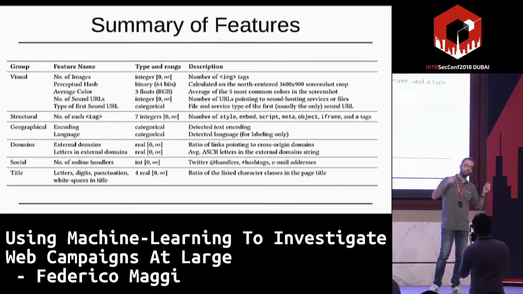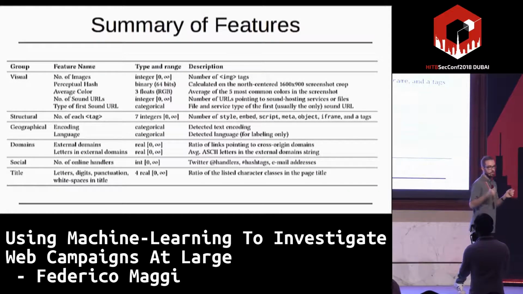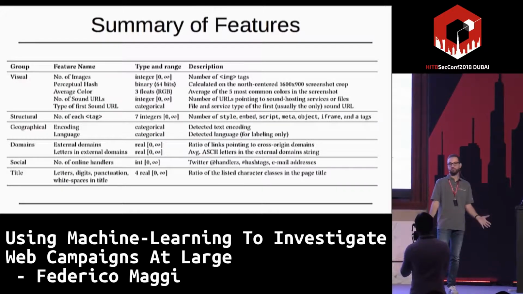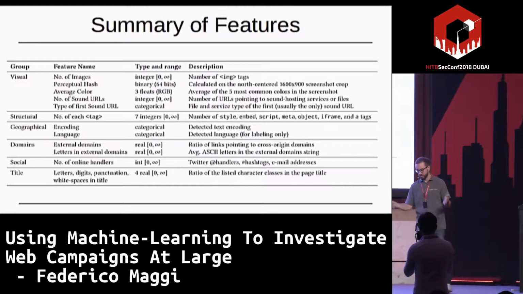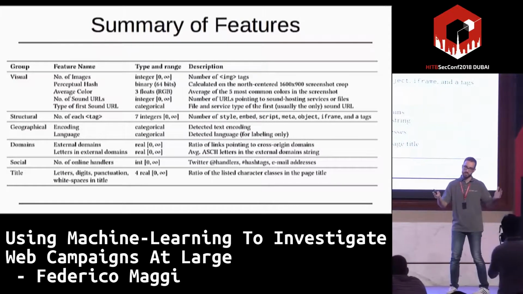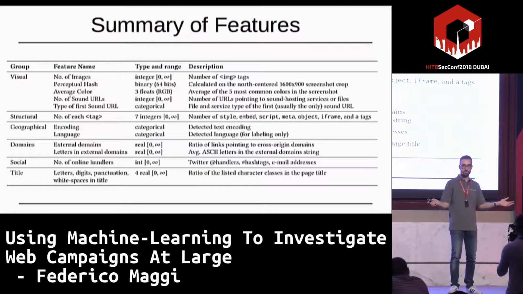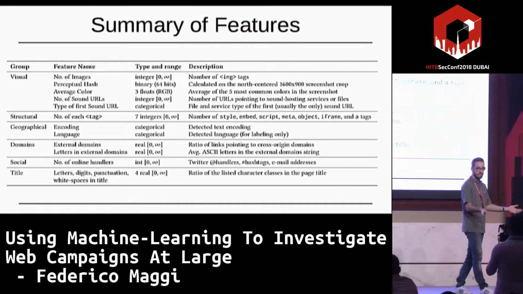You usually want to keep these categorical features to a minimum. You don't want to have many of them, and you want to keep the number of categories as low as possible, because it's very easy to explode the number of features if you have too many categorical features with many categories.